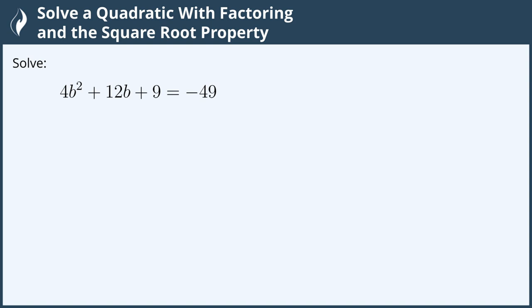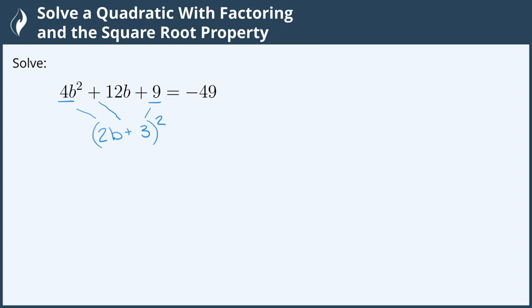The left side of this equation actually follows a pattern. We have a perfect square. This is squared and this is also a perfect square. If we square root them, we get 2b and the square root of 9 is 3. Taking the middle sign, which is a plus, the whole binomial is squared.